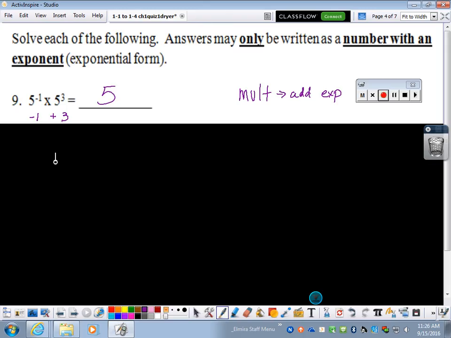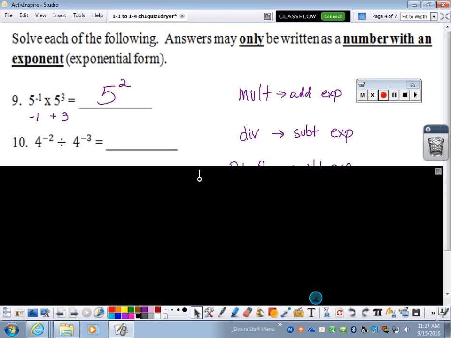So negative 1 plus 3, if you didn't know that that was positive 2, please type that into your calculator. Okay? At least check that you're getting the right exponent. This is a positive answer, so I do not convert to a fraction. I'm only converting to a fraction when I have a negative exponent.